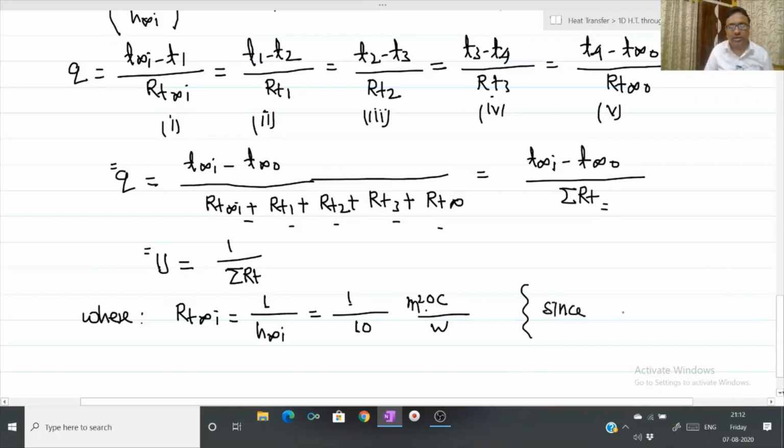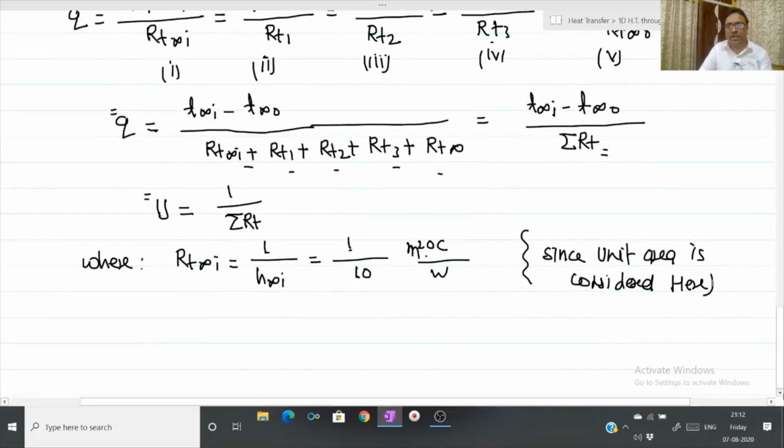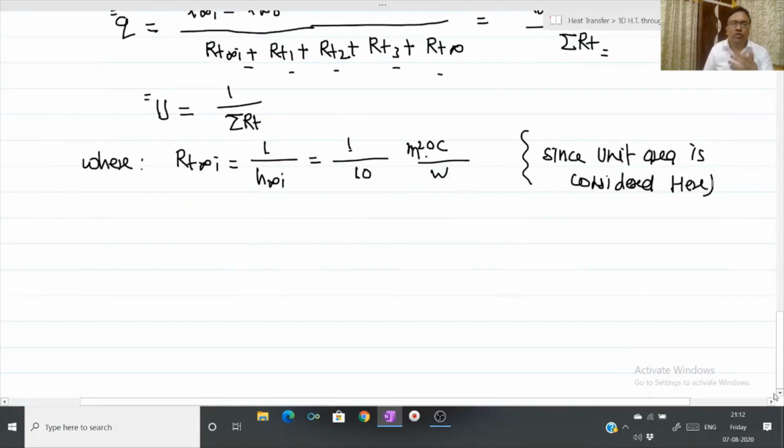Since unit area is considered here. So whenever we are considering unit area, the unit of thermal resistance will be meter square into degree Celsius per watt or meter square Kelvin per watt. General unit of total thermal resistance is Kelvin per watt. So you please keep this thing in mind. This is very important thing.